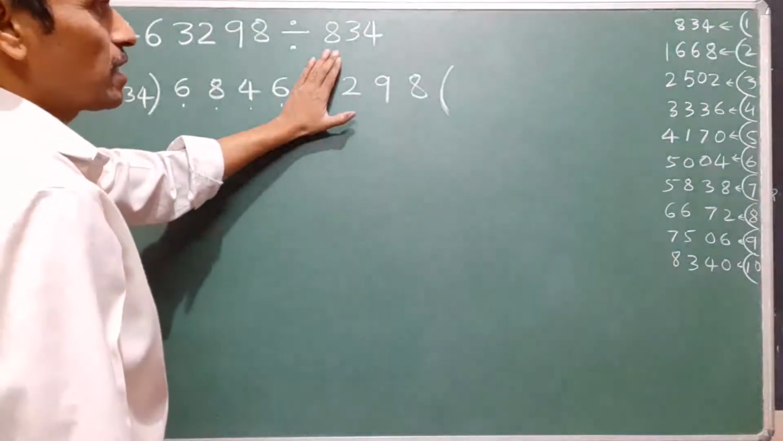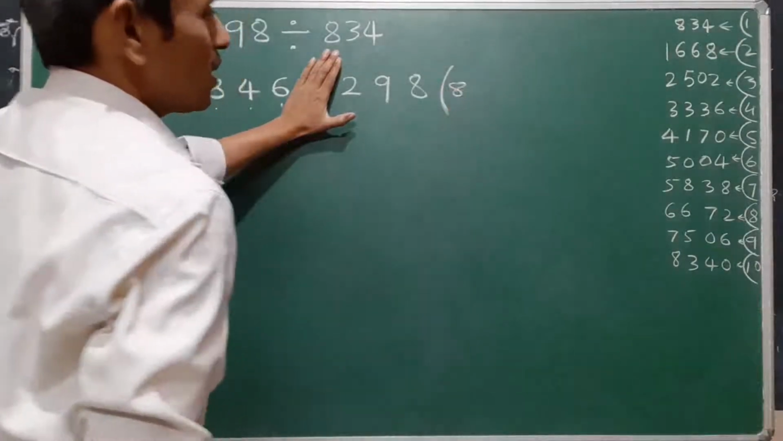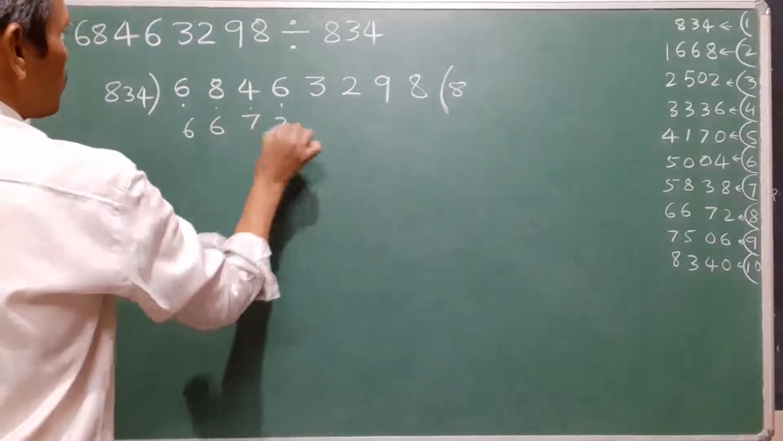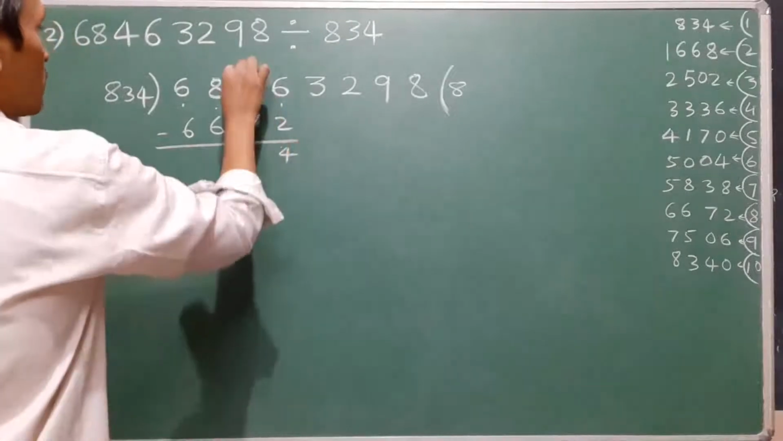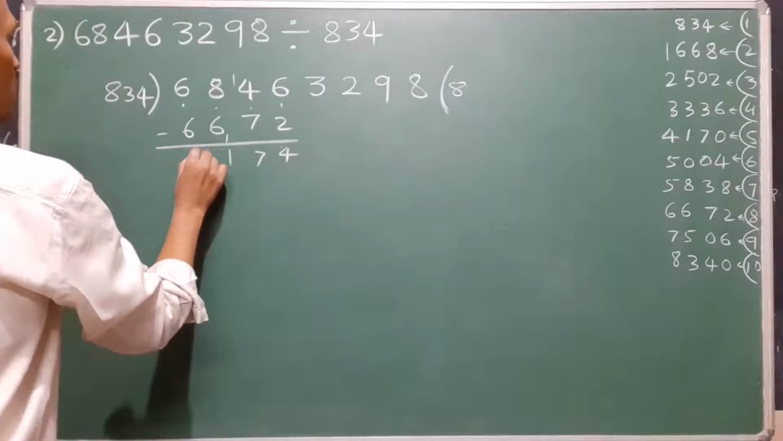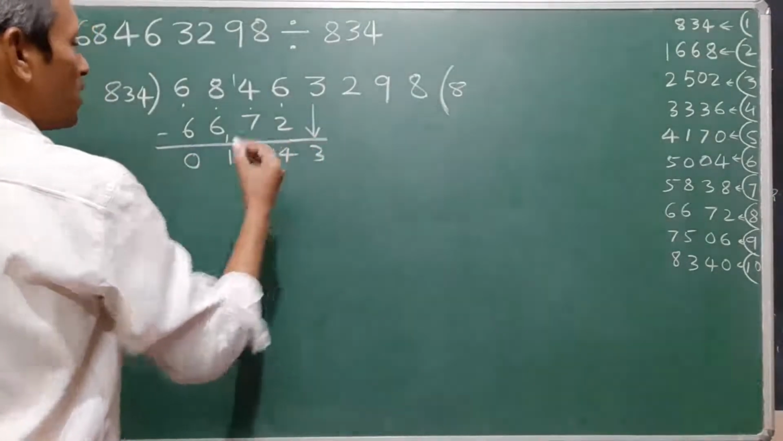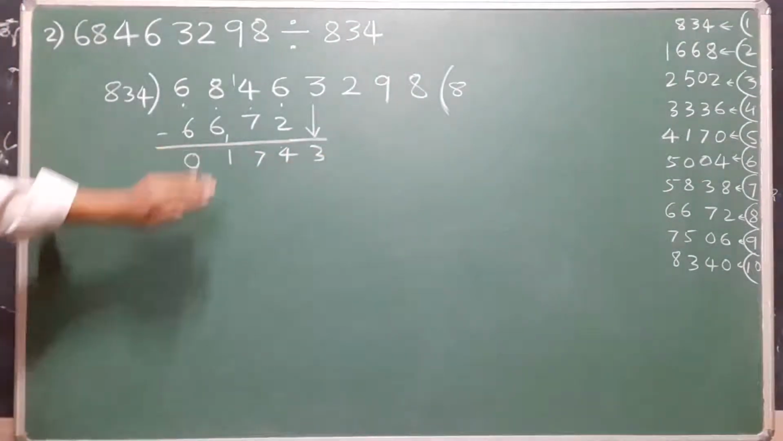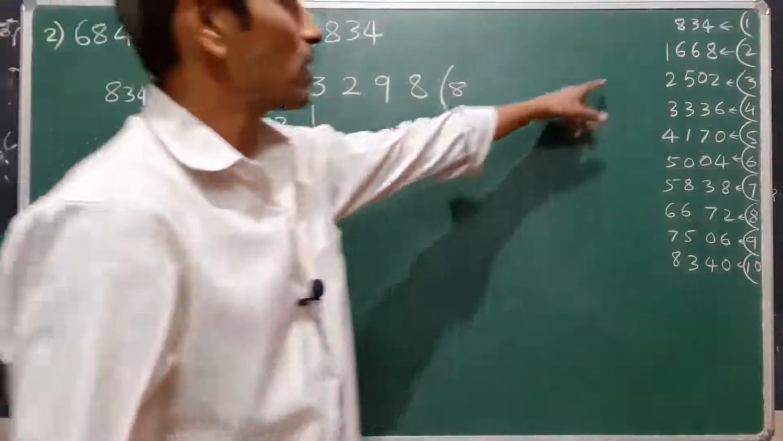That is 834 8s are 6672. Subtract: 4, 7, 1, 0. Take this one and write it here. It becomes 1743. Now once again, see for 1743.